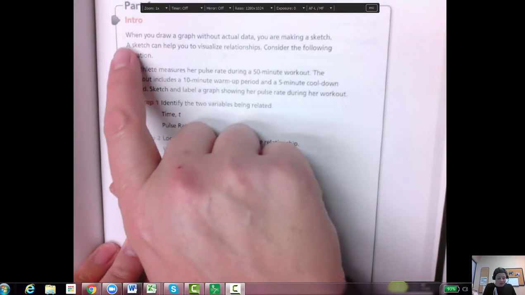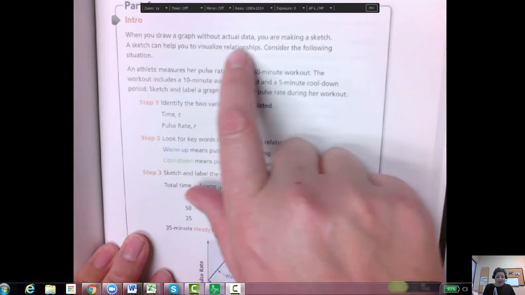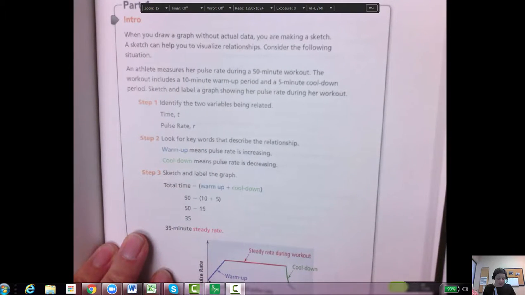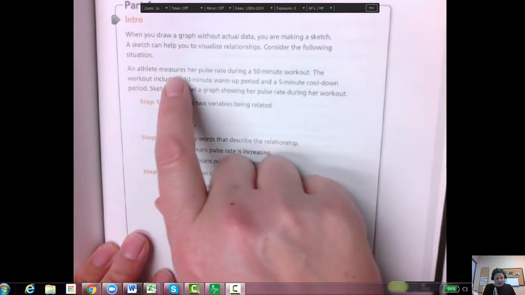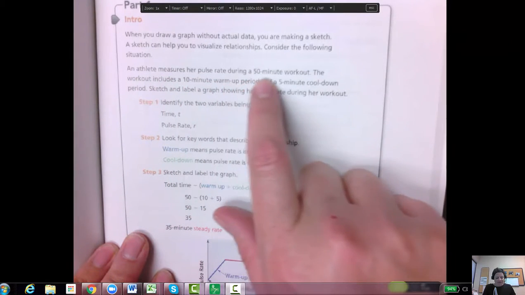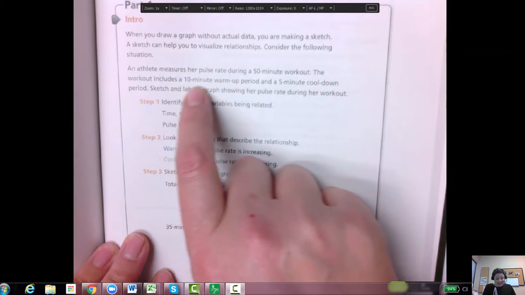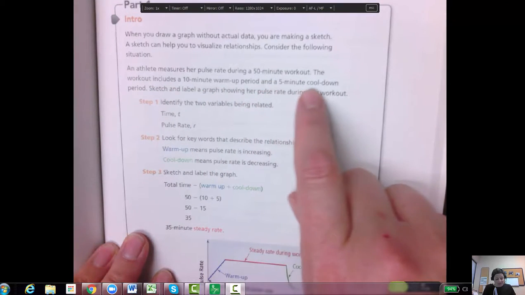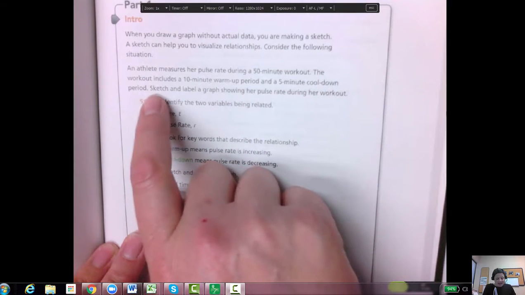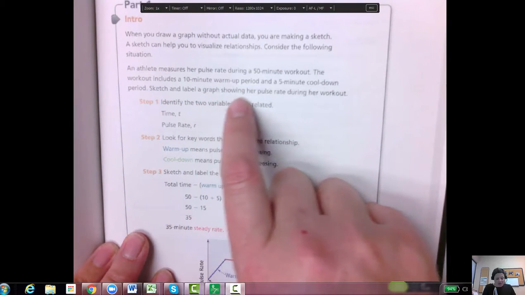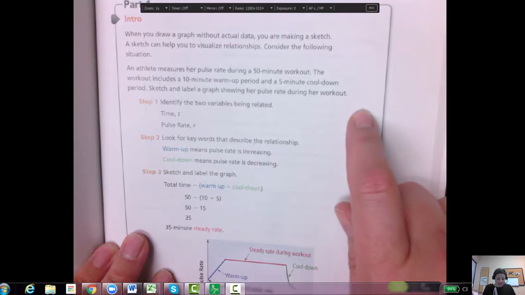I'm just going to read it real quick. When you draw a graph without actual data, you are making a sketch. A sketch can help you visualize relationships. Consider the following situation. An athlete measures her pulse rate during a 50-minute workout. The workout includes a 10-minute warm-up period and a 5-minute cool-down period. Sketch and label a graph showing her pulse rate during her workout.